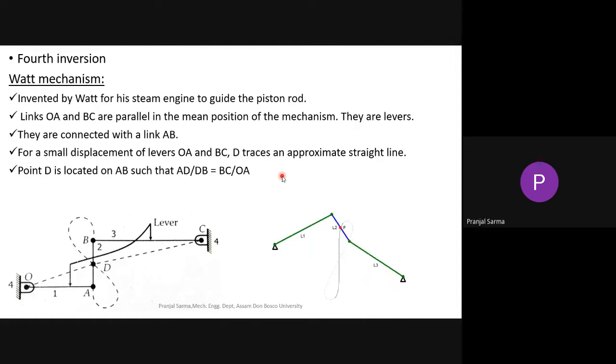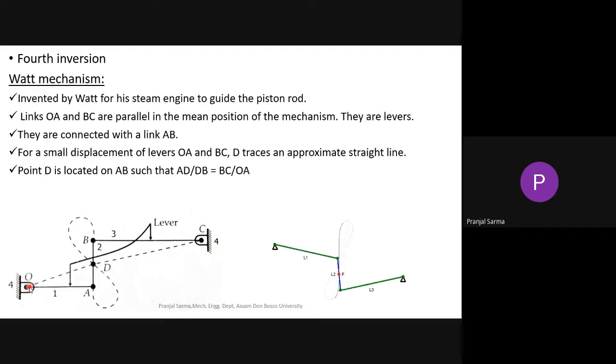this kind of mechanism, which was able to give him the desired guidance to the piston rod in an almost straight line fashion. So to honor him, this particular mechanism, which was invented by James Watt, has been named after him, and we call it the Watt mechanism. Here in the right hand side figure, you can see how it is working, and in the left hand side you can see the configuration diagram of the same.